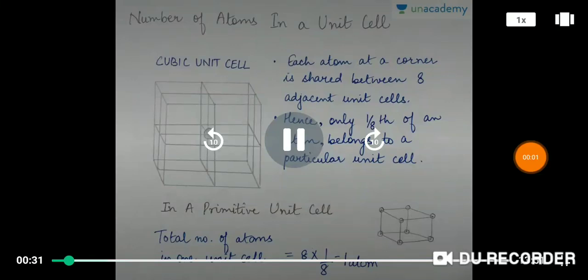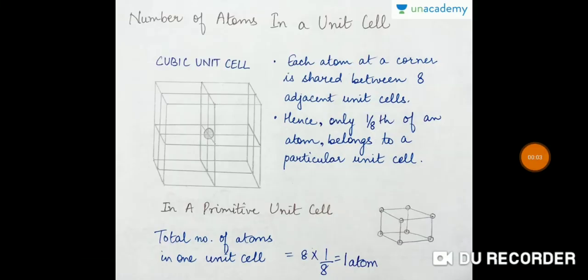Atoms in a unit cell. So in all our discussions, we'll be talking about the cubic unit cell. So this is a cube. In this, all the three sides are equal: length, breadth and height.